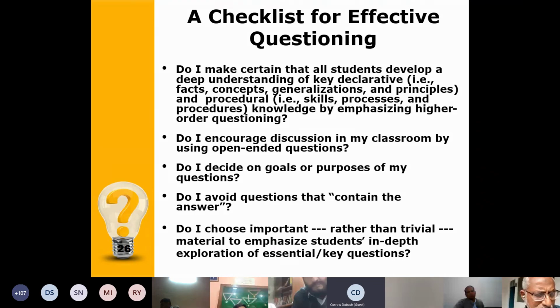Do I avoid questions that contain the answer? बाज़ वक्त ना question में ही जवाब मिल जाता है, especially lower order questions में. उस type के questions को avoid कीजिए.